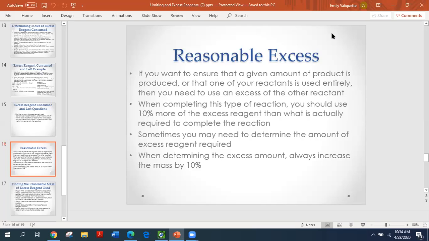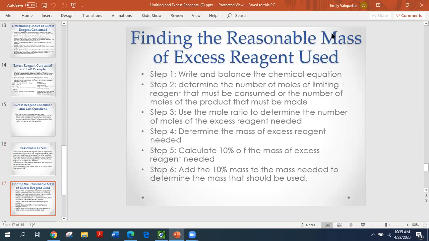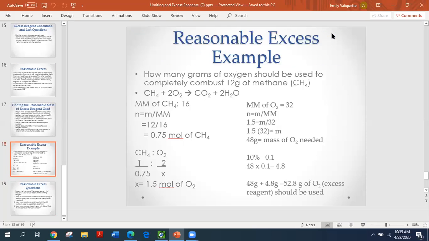So anytime you're asked for the reasonable amount of excess or the reasonable amount of a reactant, always figure out the amount you need and then add an extra 10%. So again, in order to do that, we start with a balanced chemical equation. You figure out how many moles of the excess reagent you need by using the mole ratio. And then you turn that into a mass, calculate what 10% of that mass would be, and then add that 10% to the mass.